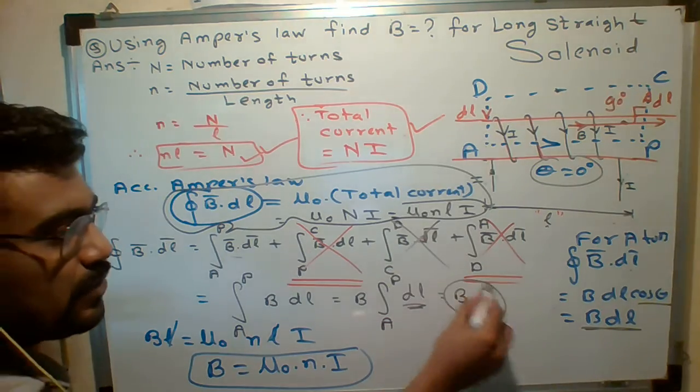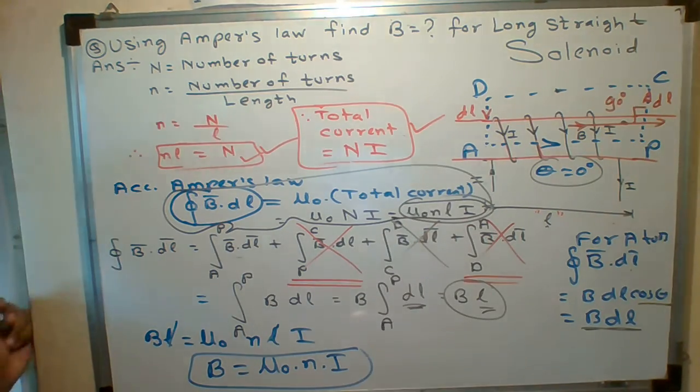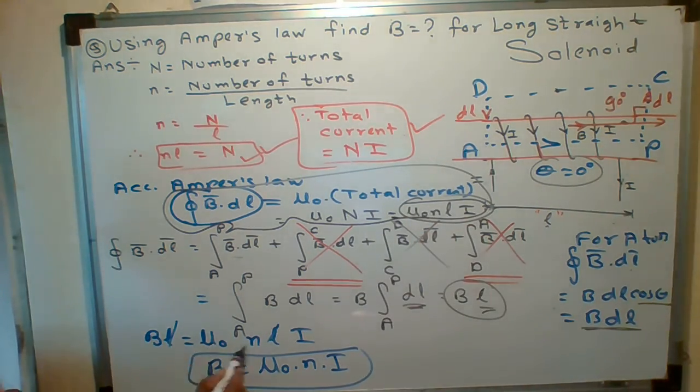So this particular term I am going to equate with this particular term. So BL I equate with what? Mu naught nL. L and L get cancelled. So this is your final answer. Okay. Hope you understood this particular theory. Please copy.